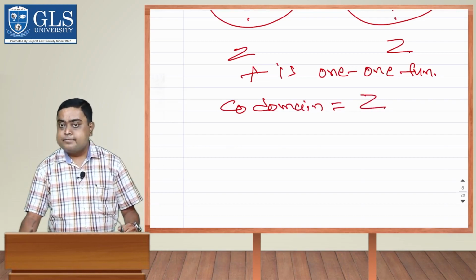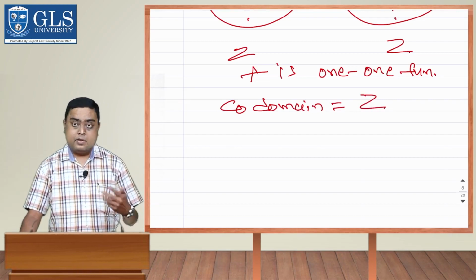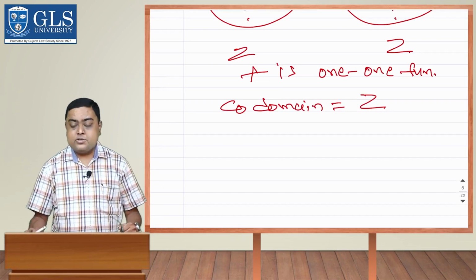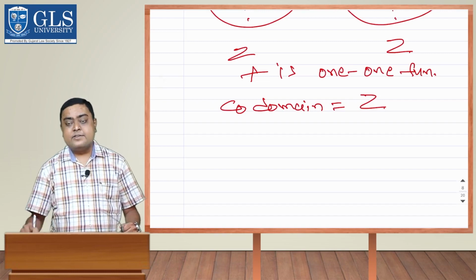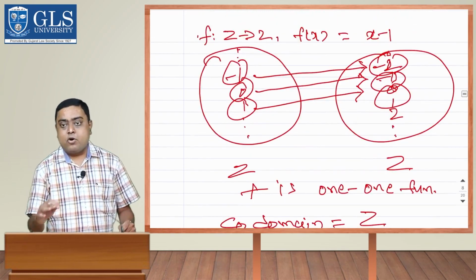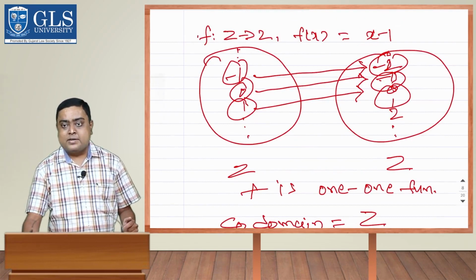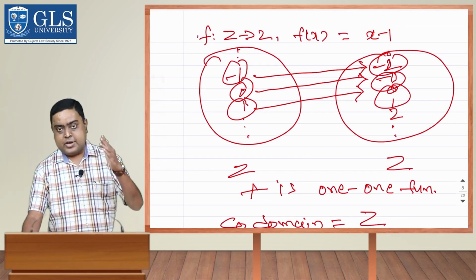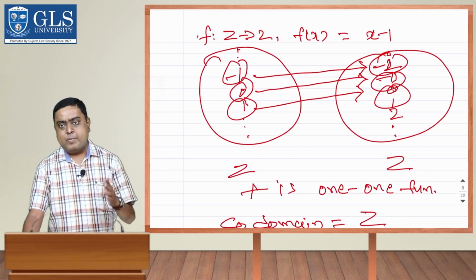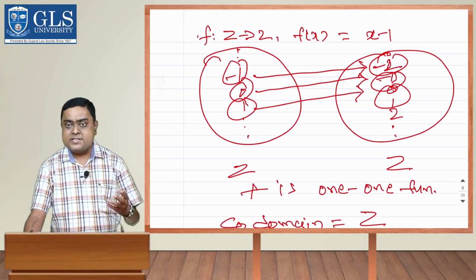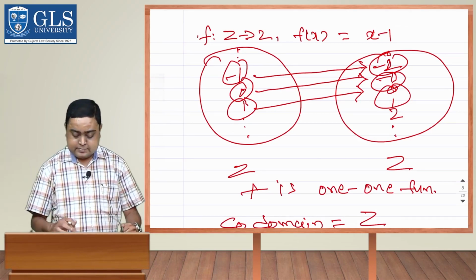Codomain is Z. Now I will find the range. For the range, we consider the different values of x from the domain. You can see you are getting the corresponding values minus 2, minus 1, 0, 1, 2 and so on. If you take different values of x from the domain, you are getting the corresponding values which are also integers, that is, it gives the set of integers.